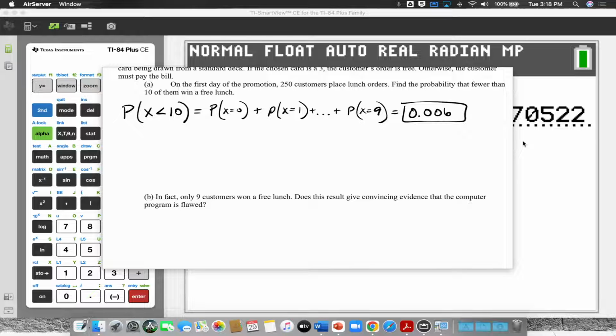I want you to do this now. Give me the probability that more, less than or equal to, no, let's do a bigger number. Let's do 85. What's the probability that at least 85 people win a free lunch on that day? At least 85.